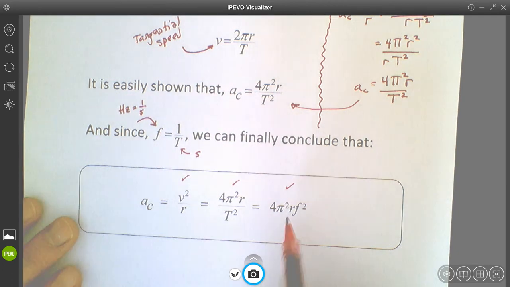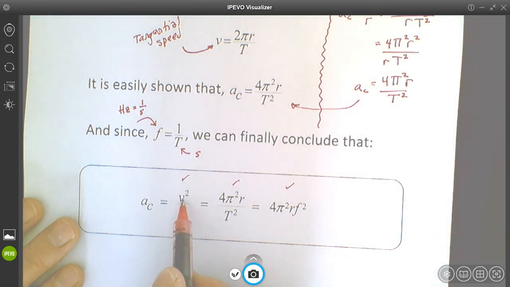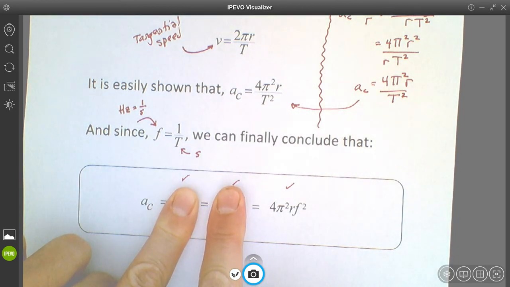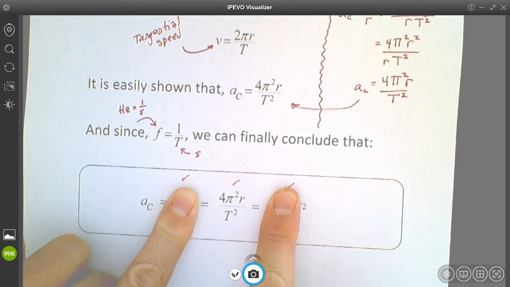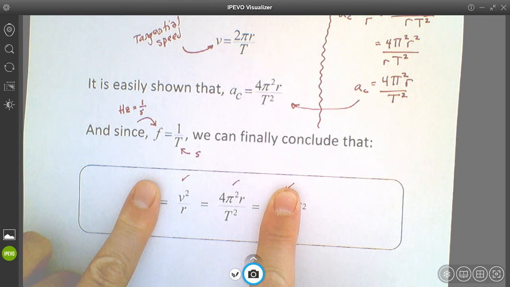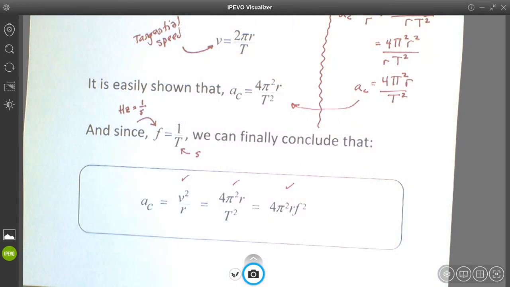So if you know the frequency and the radius, you can figure out the centripetal acceleration. If you know the period and the radius, you can figure out the centripetal acceleration. If you know the speed and the radius, you can figure out the centripetal acceleration. You can just put your finger over top of which ones you don't want to determine the equation that you wish to use. You can even do this to solve for v squared or v. Any manipulation of these things by covering up two of them is extremely useful when you're solving these problems.